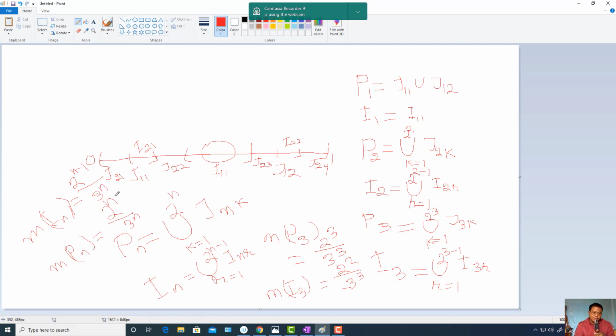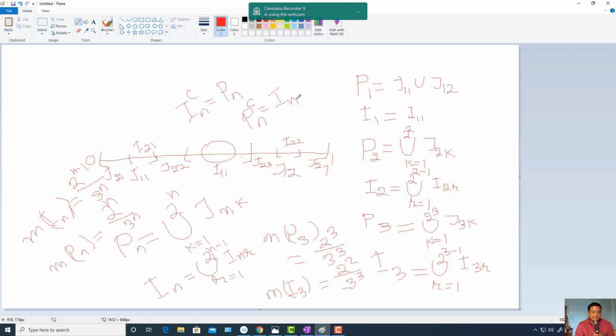Okay, this step. After removing In, what do you get? You get Pn. So from elementary set theory, the complement of In is equal to Pn. All right. Similarly, what is the complement of Pn? After removing Pn, you will get I. Complement of Pn is equal to how much?